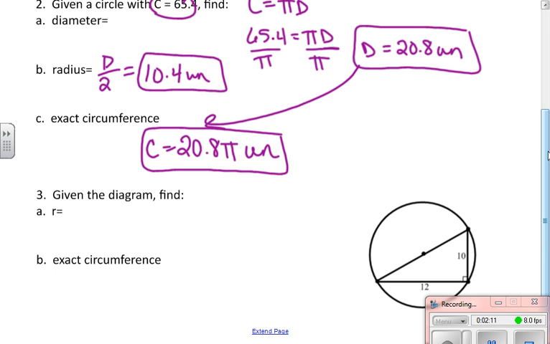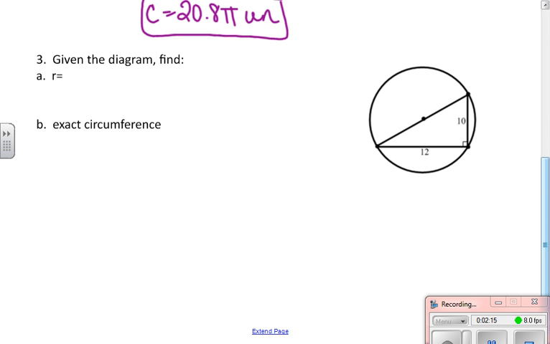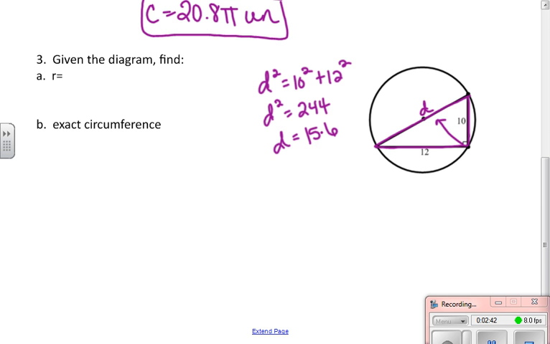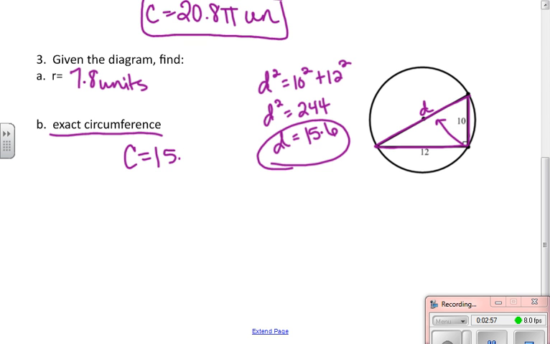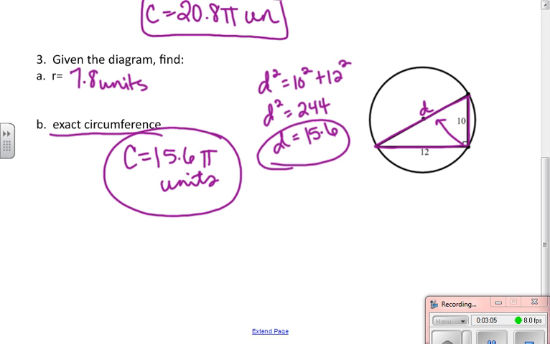Now, given this diagram over here, find the radius and the exact circumference. So I have an inscribed right triangle again, with my diameter being my hypotenuse. So I can go ahead and find that diameter. Diameter squared is equal to 10 squared plus 12 squared. So my diameter squared is equal to 244. So my diameter is equal to 15.6. To find the radius, we divide that by 2, so my radius is 7.8 units. The exact circumference, again, I'm going to use this value, and my circumference is 15.6 pi units. And that is the exact value, leaving pi in the answer.